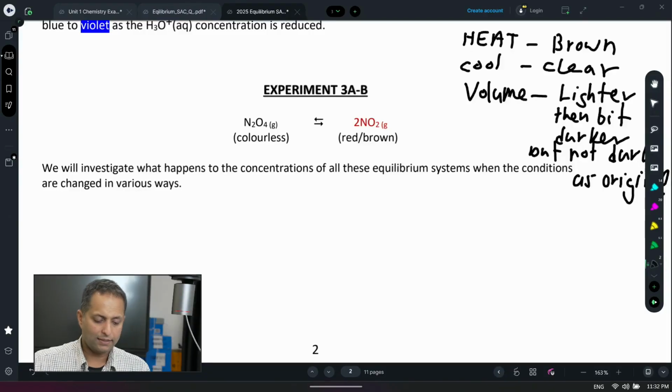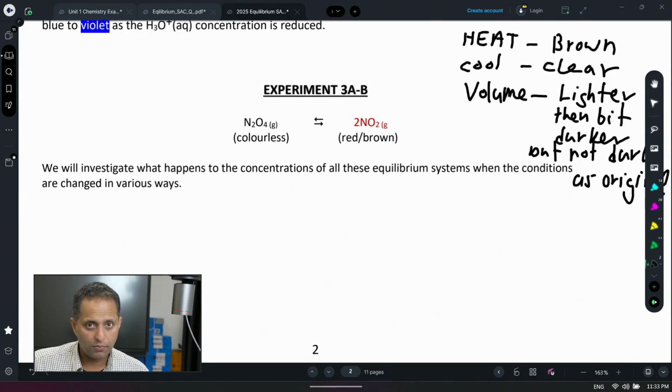Hello, last part of our SAC. Experiment 3AB, which is a gaseous equilibrium system, which is the equilibrium between two gases. As you can see, the two gases are N2O4 and NO2.